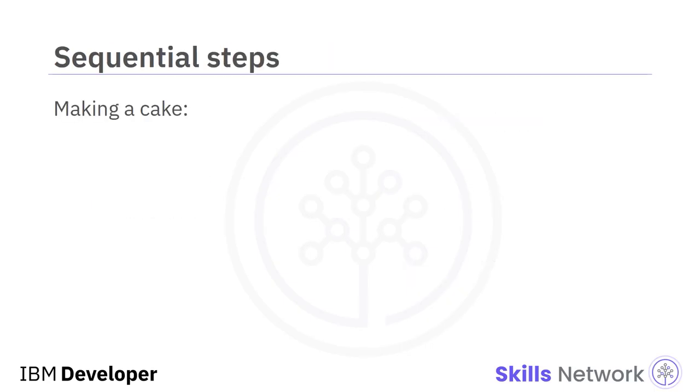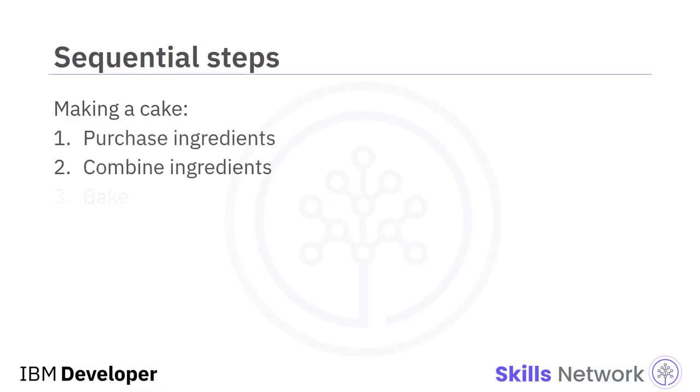For example, say you're making a cake. These are the steps. Purchase cake ingredients, combine ingredients, bake the cake, decorate the cake, and serve the cake. These steps cannot be completed at the same time. In other words, these steps cannot be completed asynchronously. The following step can only be started after the previous step is complete.